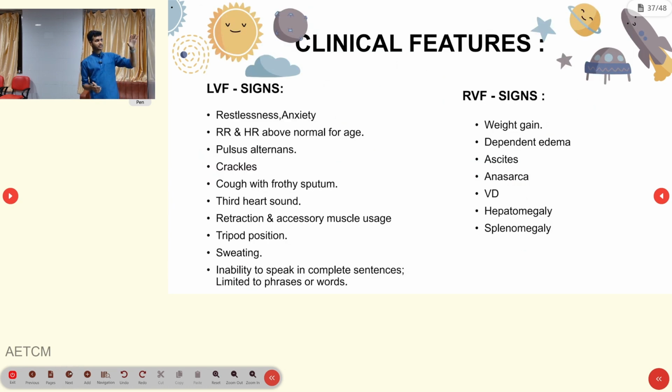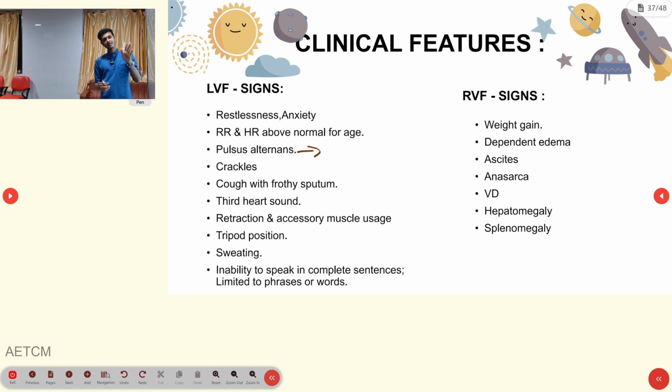So clinical features wise, because of the left ventricular failure, these are the signs, like objective data. The person will be restless, with anxiety, respiratory and heart rate above normal for the age, pulsus alternans. This mainly will be seen with an intra-arterial line. If we keep an intra-arterial line, like for BP measurements, here you will see pulsus alternans, and then crackles. While auscultating, you can hear the crackles, and then a third heart sound. Because of the dyspnea, you will get retractions, accessory muscle usage, tripod position, sweating, inability to speak in a complete sentence. That is also because of the dyspnea.